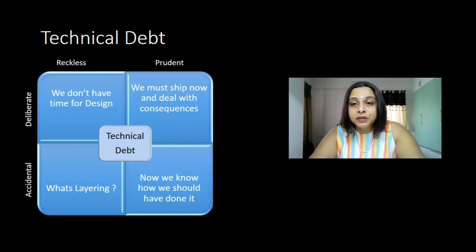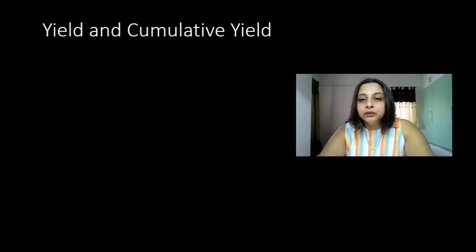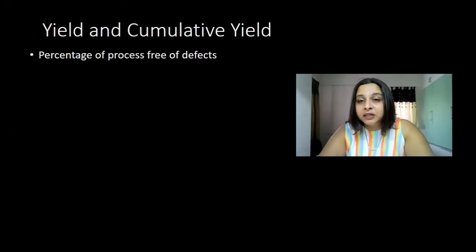Now this all forms technical debt. Before we move ahead into more details, let us understand what yield and cumulative yield are. Yield and cumulative yield are two Lean Six Sigma terms, and they are related to technical debt. Let us understand what yield is first.